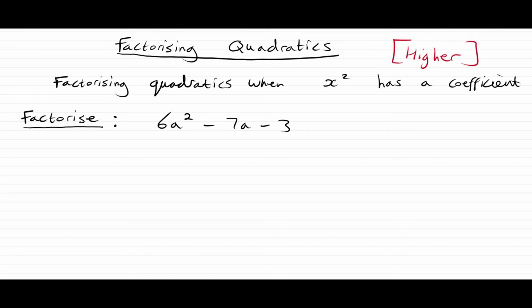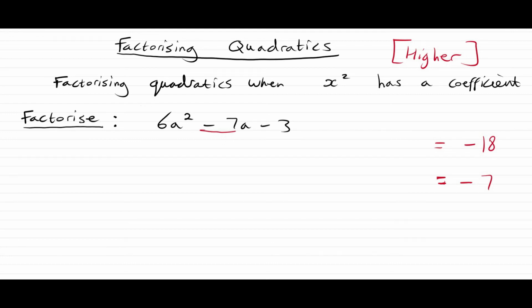So the first step remains the same. You do 6 times negative 3 this time. You can't ignore the negative. 6 times negative 3 is negative 18, so we write negative 18 here. We also have the coefficient of a being negative 7. Now we have to figure out what two numbers multiply together to give you negative 18 and add together to give you negative 7.